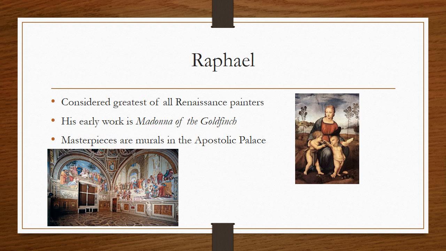Raphael is considered the greatest of all Renaissance painters. His early work is Madonna of the Goldfinch, shown to the right. Raphael's masterpieces are the murals decorating 4 rooms known as Raphael rooms and the Apostolic Palace, the official residence of the Pope, shown at the bottom.